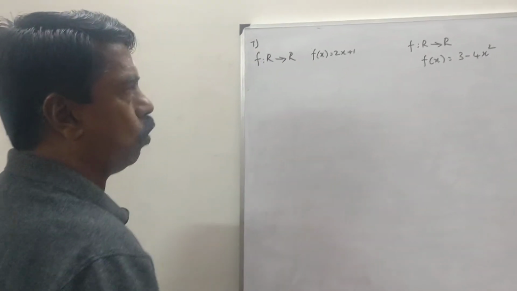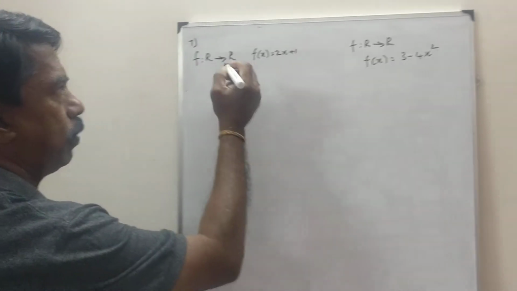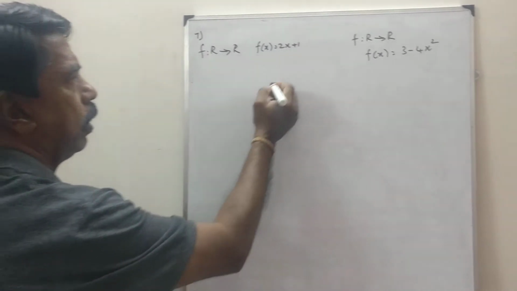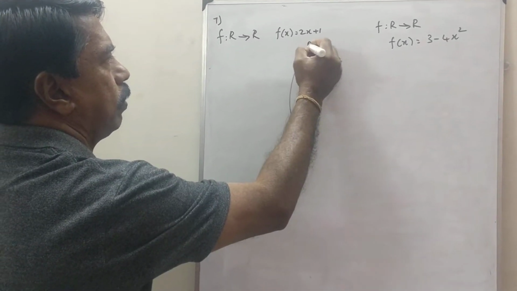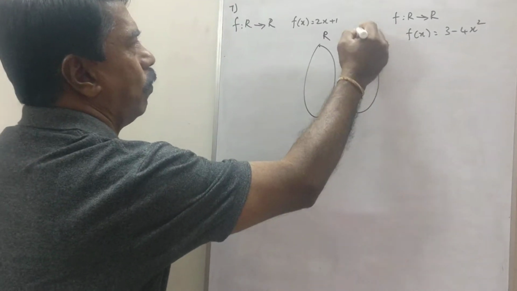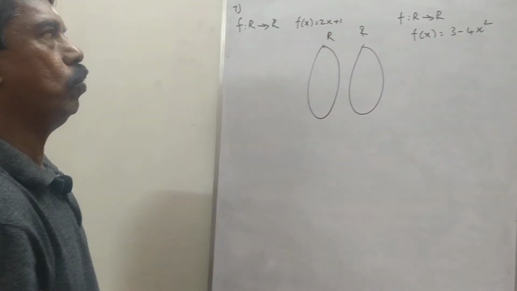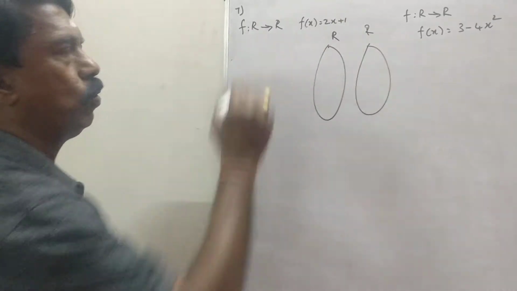This is from R to R. This is from R to R. This is the set of all real numbers. This is also the set of all real numbers. Function from R to R, it is defined as 2x plus 1.